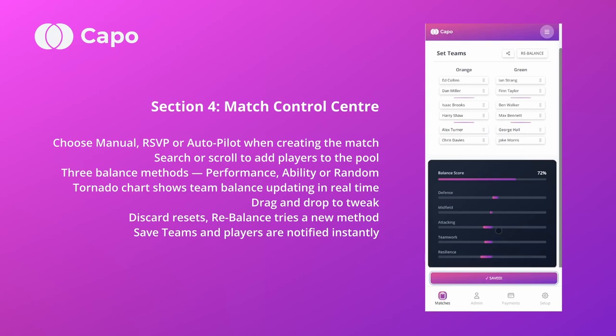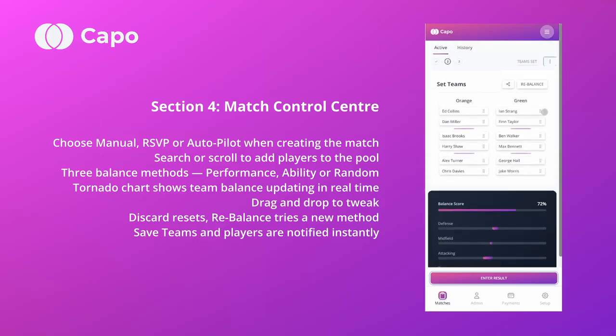So now you've got the match set up, the teams balanced and published. If at any stage you need to go back a step, simply click the 3 dots here, and you can unlock the pool or edit the match and change the time of day.